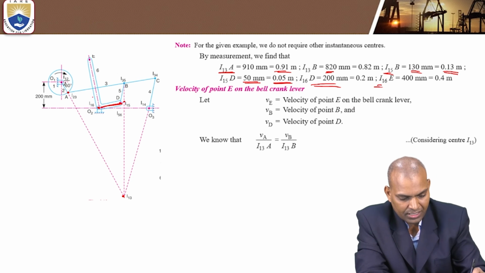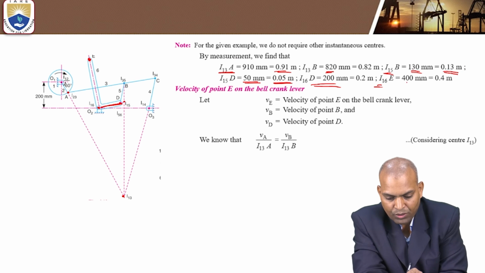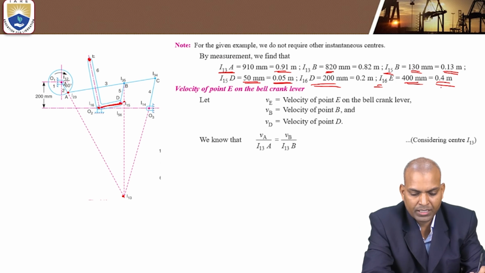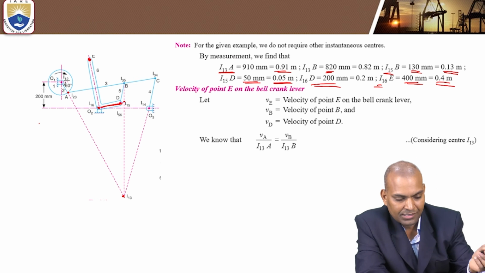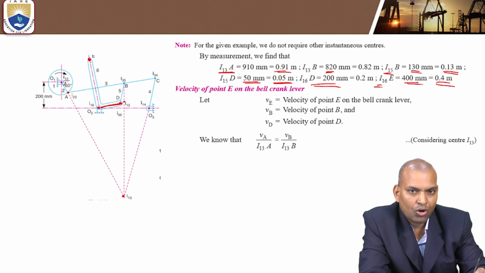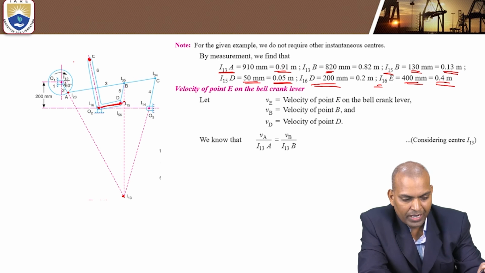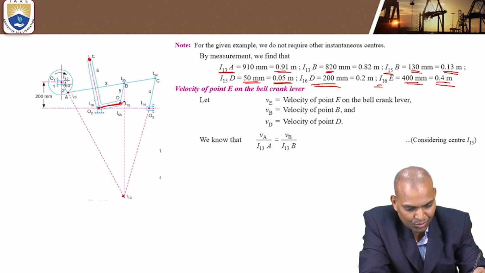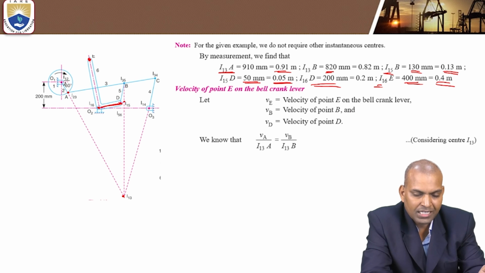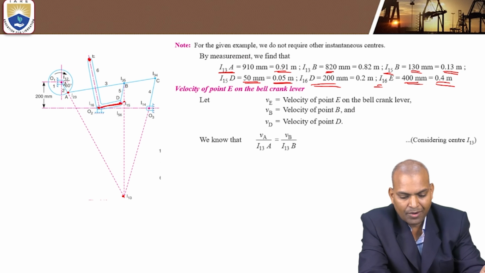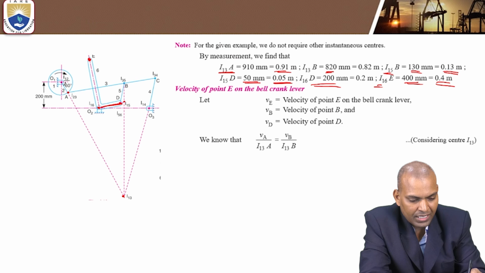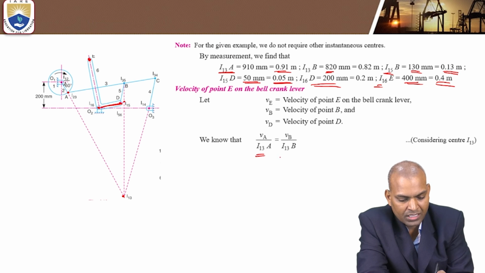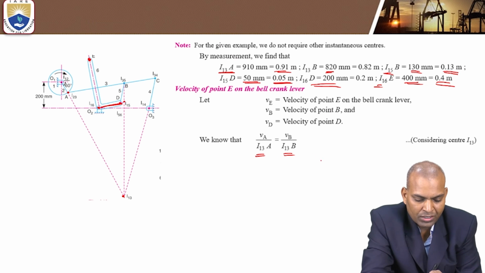Next, I16E, from I16 to point E, that is 400 millimeters, 0.4 meters. Now we have to find the velocity of the point E on a bell crank lever. The bell crank lever is connected to point O2, that is link 6, and also D. That relation you have to find out. VA by I13A equals VB by I13B.